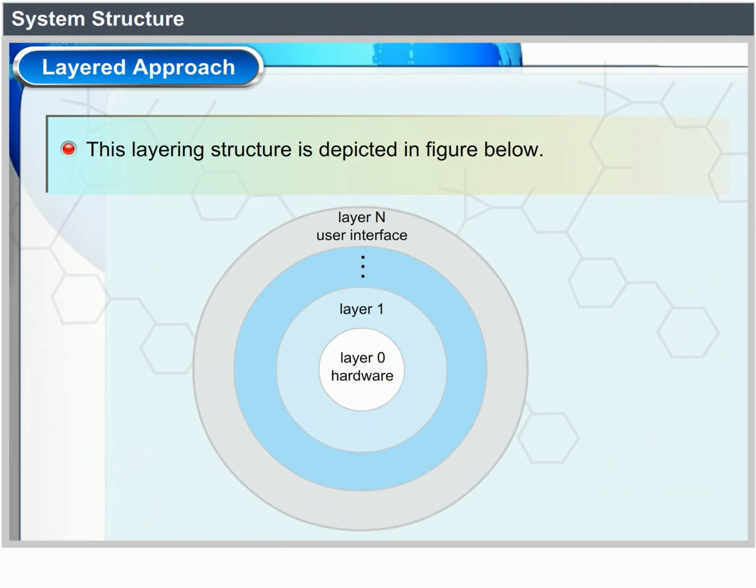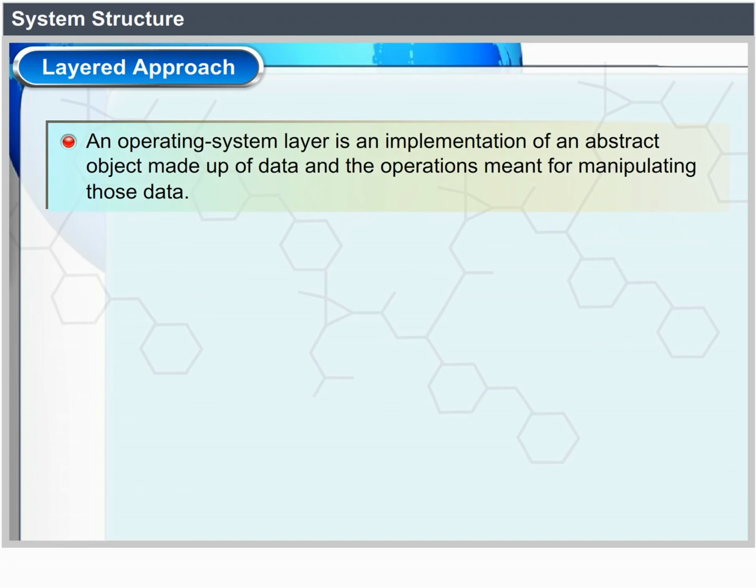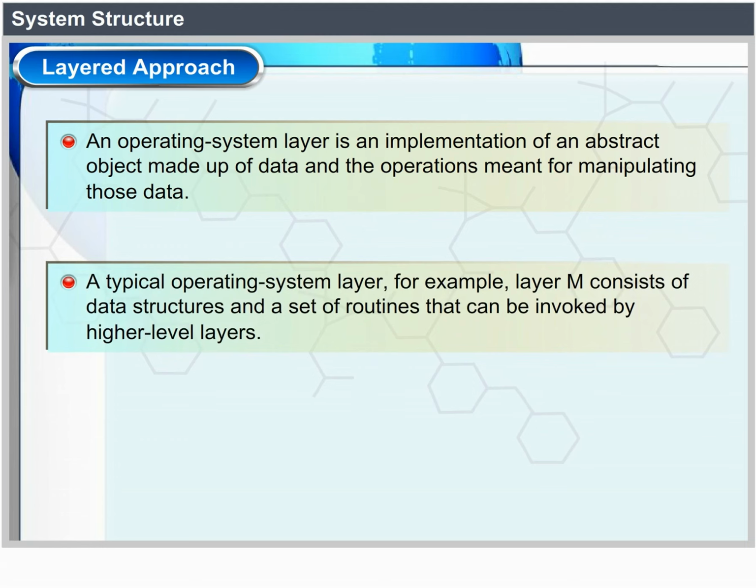An operating system layer is an implementation of an abstract object made up of data and the operations that can manipulate those data. A typical operating system layer, say layer M, consists of data structures and a set of routines that can be invoked by higher level layers. Layer M, in turn, can invoke operations on lower level layers.